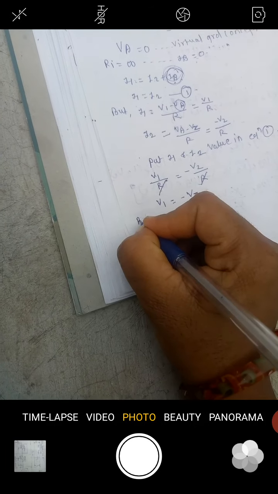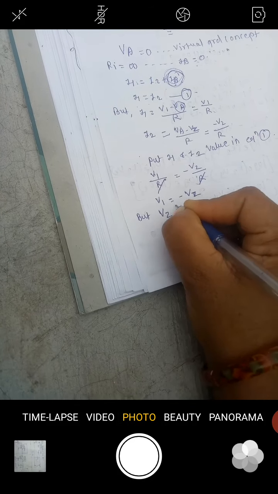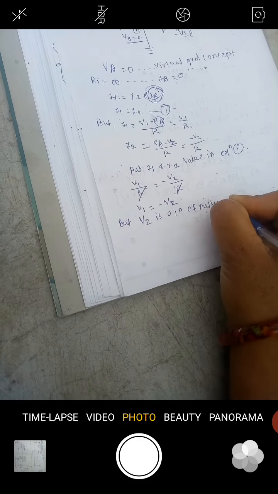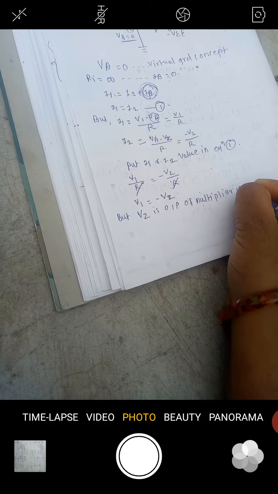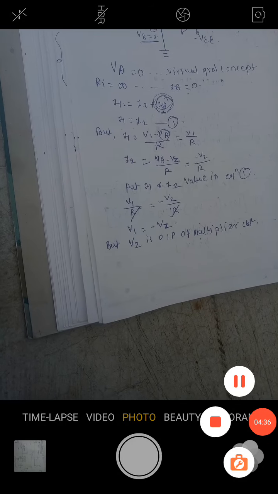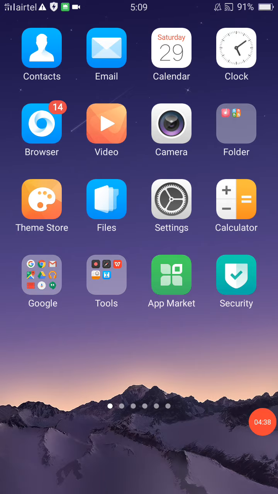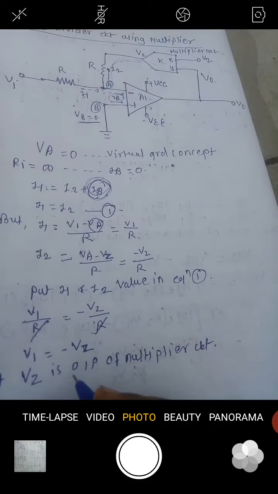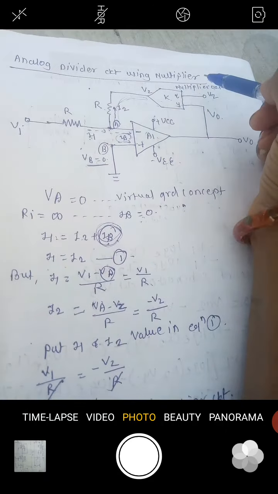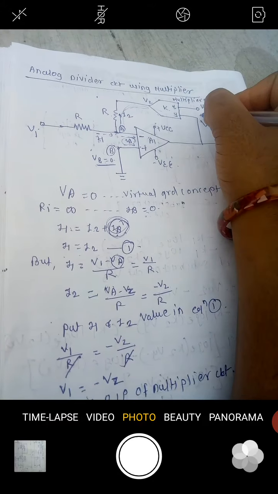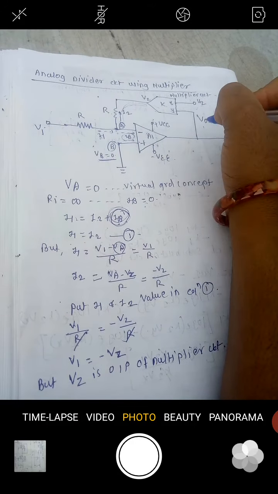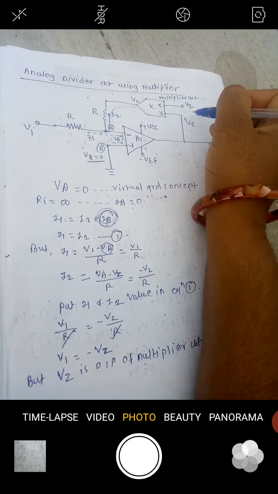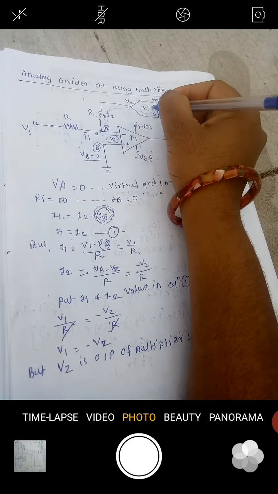But VZ is the output of the multiplier circuitry. The multiplier circuitry has two inputs, one is V2 and another one is V0. So the output of this multiplier circuitry VZ is equal to the multiplication of the inputs, and along with that there is the scaling factor K.